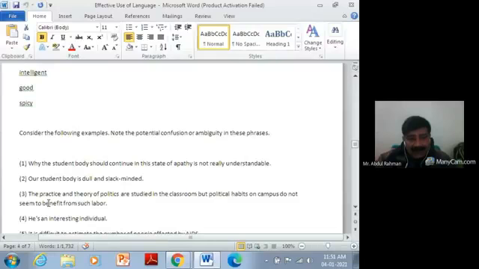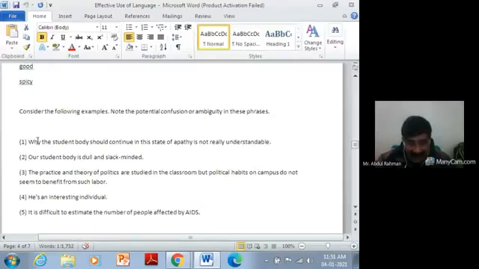Then another example, consider the following. Note the potential confusion or ambiguity in these phrases. Why the student's body should continue in the state of apathy is not really understandable, right? Confused statement: our student's body is dull and slack-minded. Again, confused: which student body? The practice and the theory of politics are studied in the classroom, but political habits on the campus do not seem to benefit from such labor.